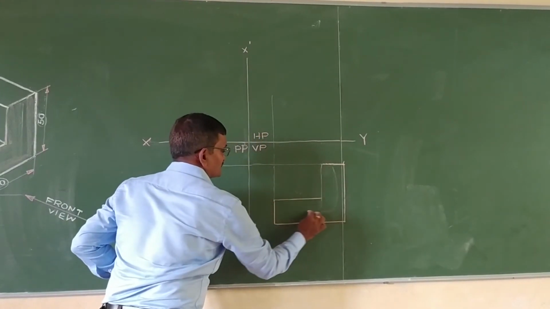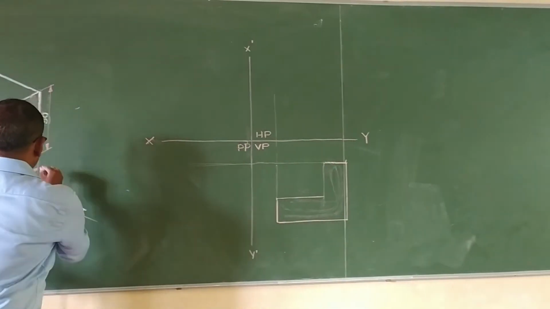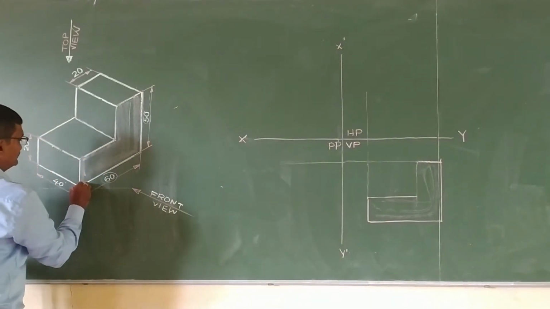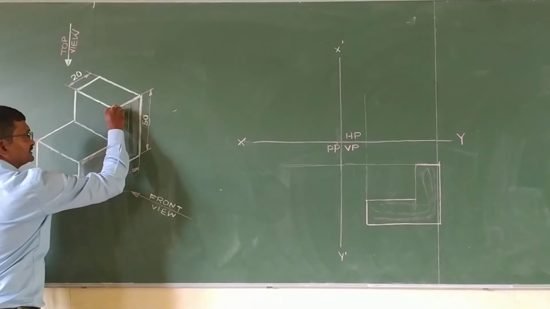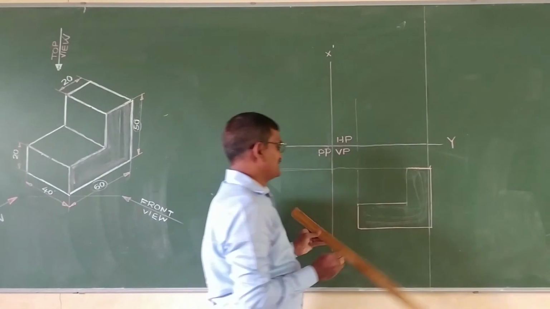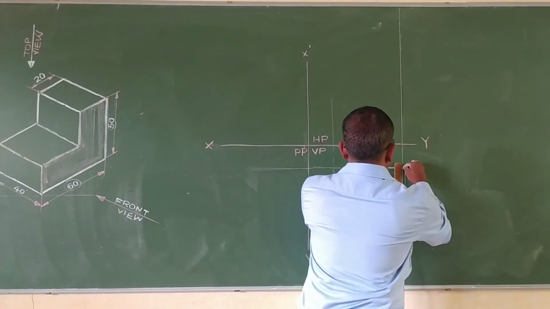Now this is the surface, the front surface. It is the visible edge. These are all visible edges, this and the vertical edge and this. So we have to use thick lines for these edges, continuous thick, not thin.